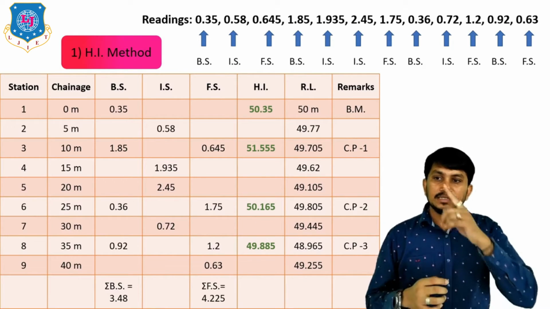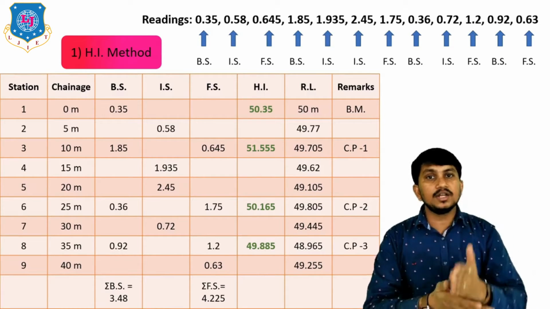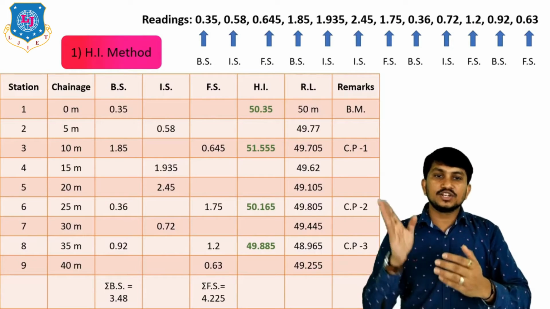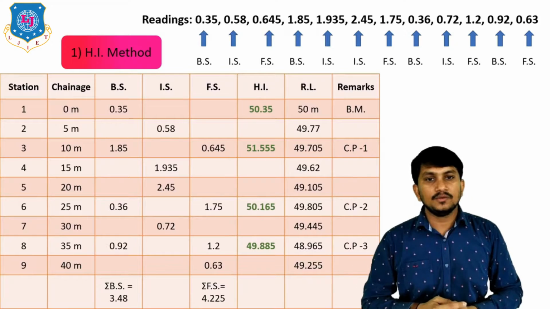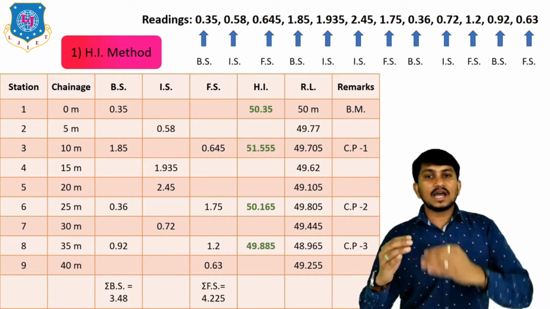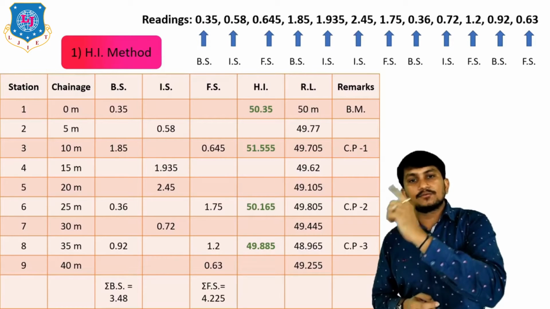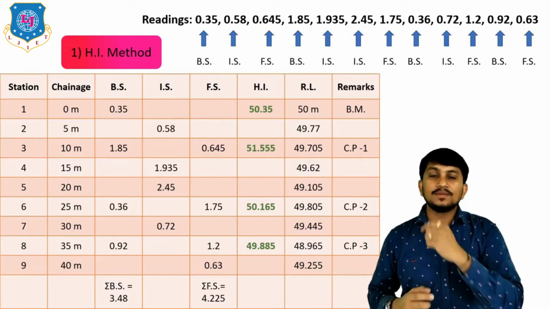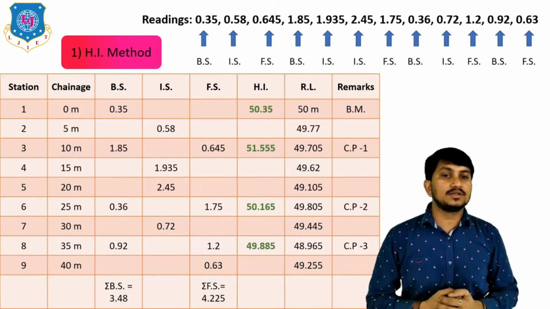After that, there is a changing point, and the instrument was shifted. After shifting the instrument, we have to calculate the new HI. The new HI can be calculated as RL of changing point, 49.705, plus BS 1.85, which gives 51.555. This is the new HI. To find the RL of stations number 4 and 5, we deduct those readings from HI. 51.555 minus 1.935 gives 49.62. 51.555 minus 2.45 gives 49.105.